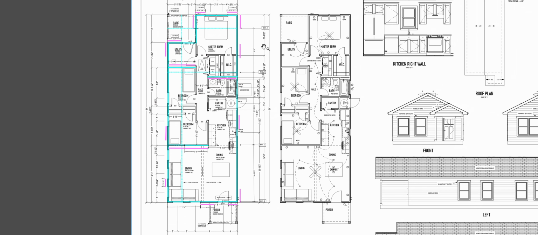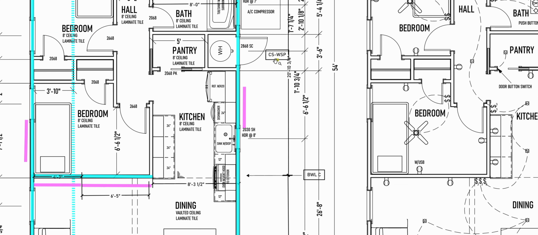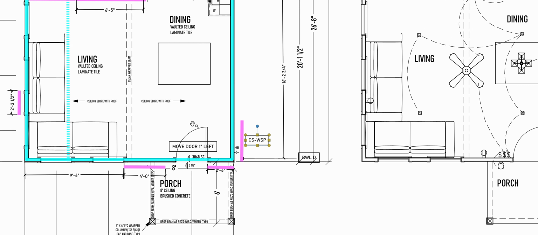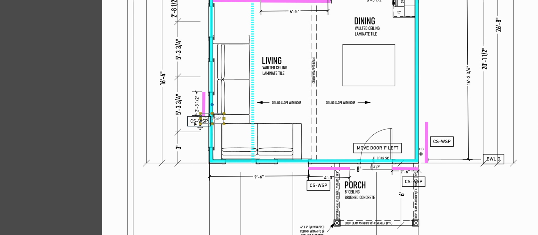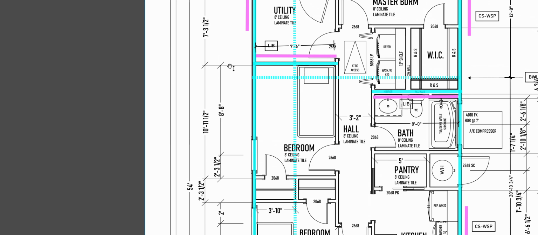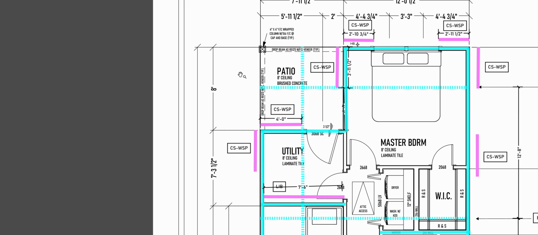Okay, so that's where all my panels are going to go. I happen to know, I'm going to label these. It's all continuous sheathing, wood structural panel. Right there. That one. And that one. That one. That one. That one. And that one. Okay.